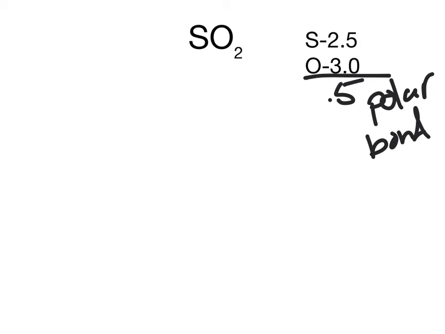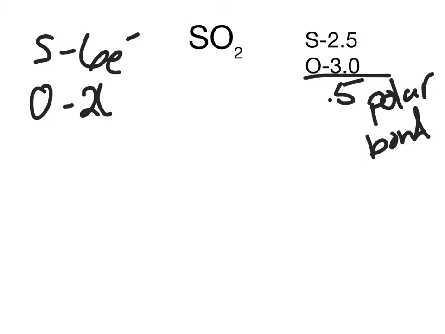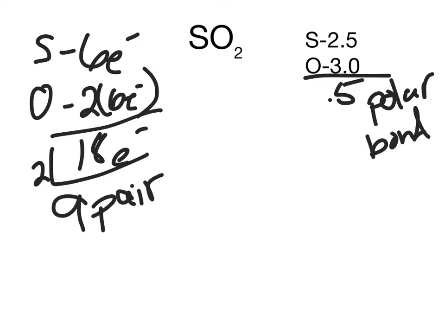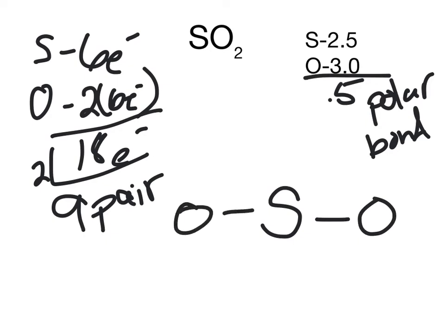So I'm going to make my molecule just like I did before, where I show the sharing of the electrons. So sulfur has 6 electrons, and oxygen has 6 electrons, and there are 2 of them. So 12 plus 6 is 18 electrons. Remember, I don't just want electrons, I want pairs, so I divide 18 by 2, and I get 9 pairs. So I'm going to draw my sulfur, and I'm going to draw my oxygen, and I'm going to draw my oxygen. So that takes me to 7 pairs.